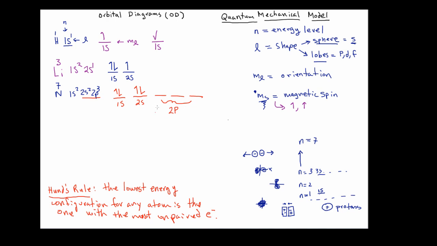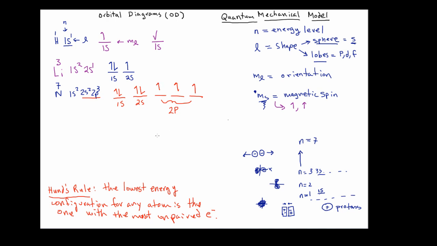How are we going to put them in here? So what we're going to do is follow Hund's Rule. We don't want to pair them up. So what I'm going to do is put 1 electron in each of my orbitals, like this, because this maximizes the unpaired electrons.